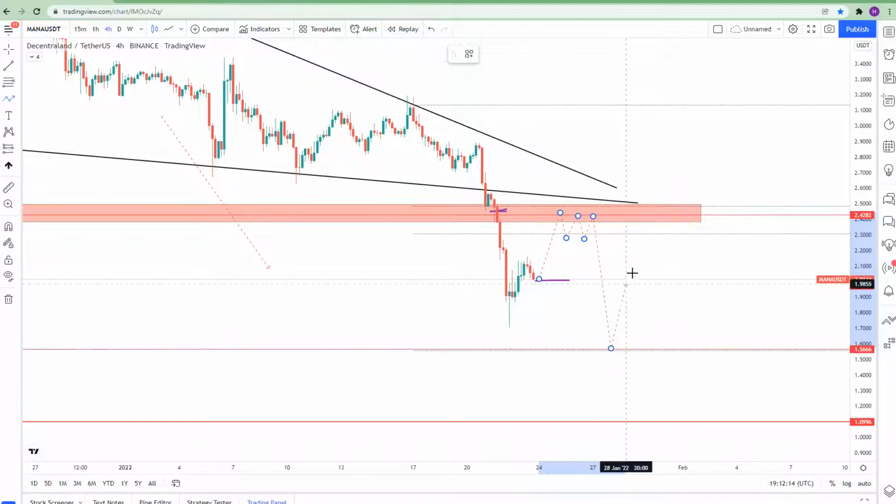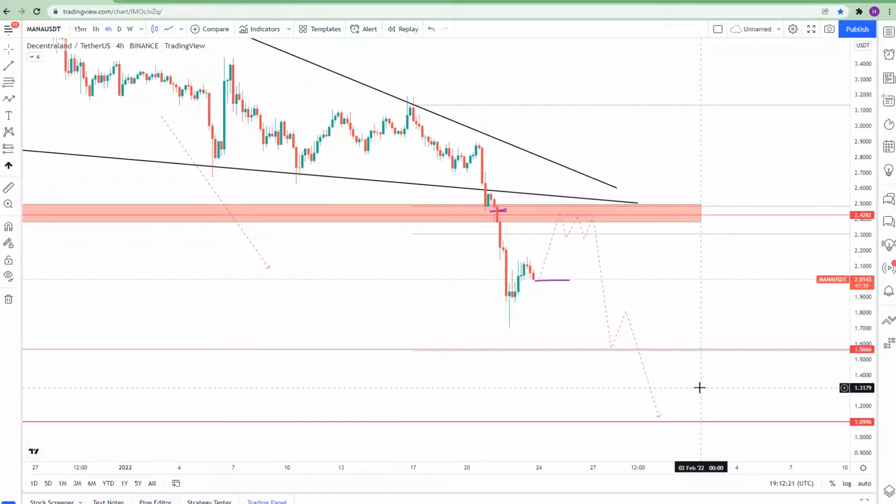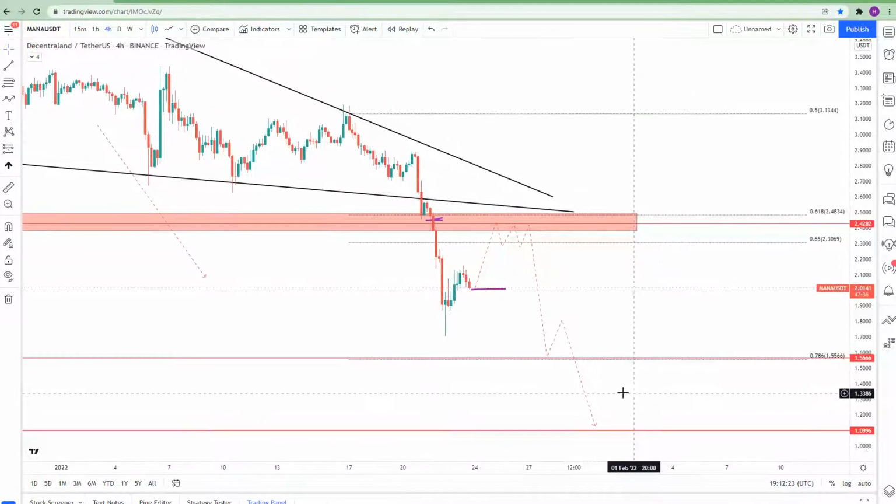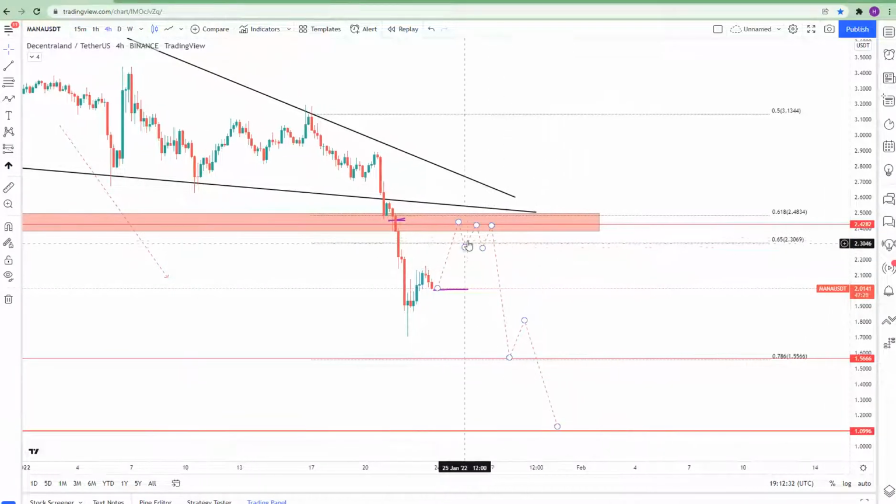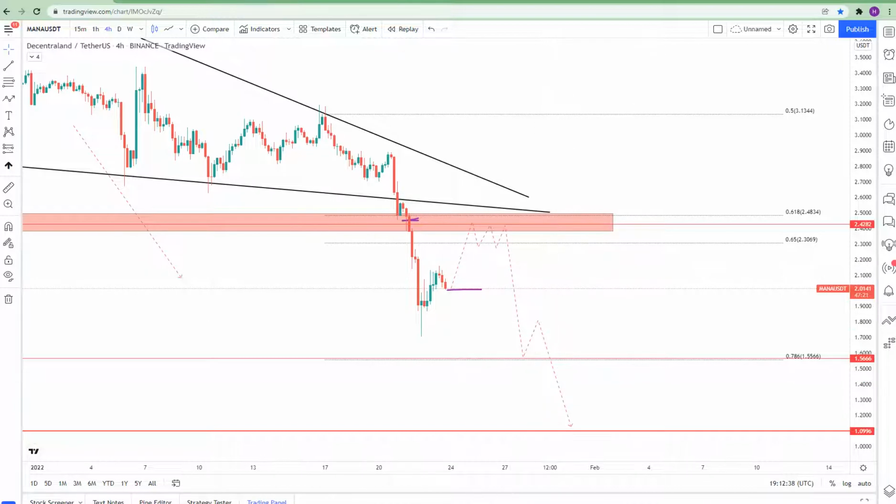First target will be this area, 1.56 or 1.6 area, and then the final target will be 1.0996 area. Obviously we'll have to look for consolidation here, some bearish confirmation here, bearish divergence, and all that. If we don't have any confirmation on this area, we are not going to be involved in any kind of trading scenario.